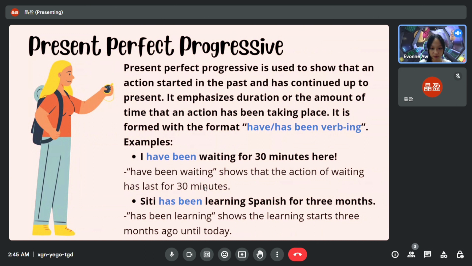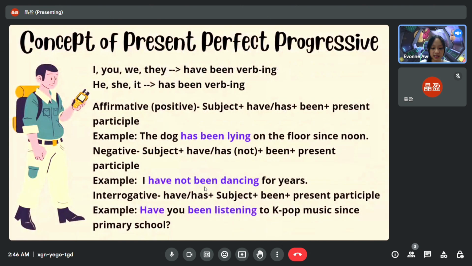It is formed with the format have or has been followed by a verb inflected with ing. For example, I have been waiting for 30 minutes here. Have been waiting shows that the action of waiting has lasted for 30 minutes. The second sentence, Siti has been learning Spanish for 3 months. Has been learning shows the learning started 3 months ago until today.